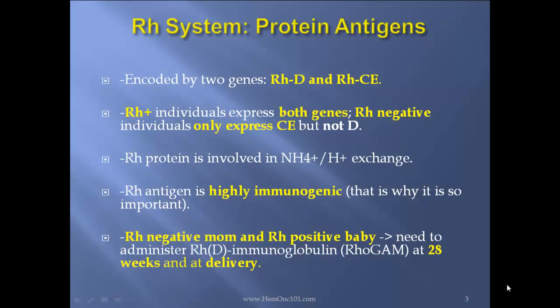Remember, for an Rh negative mom and Rh positive baby, you need to administer RhD immunoglobulin, RhoGAM, at 28 weeks and at delivery.